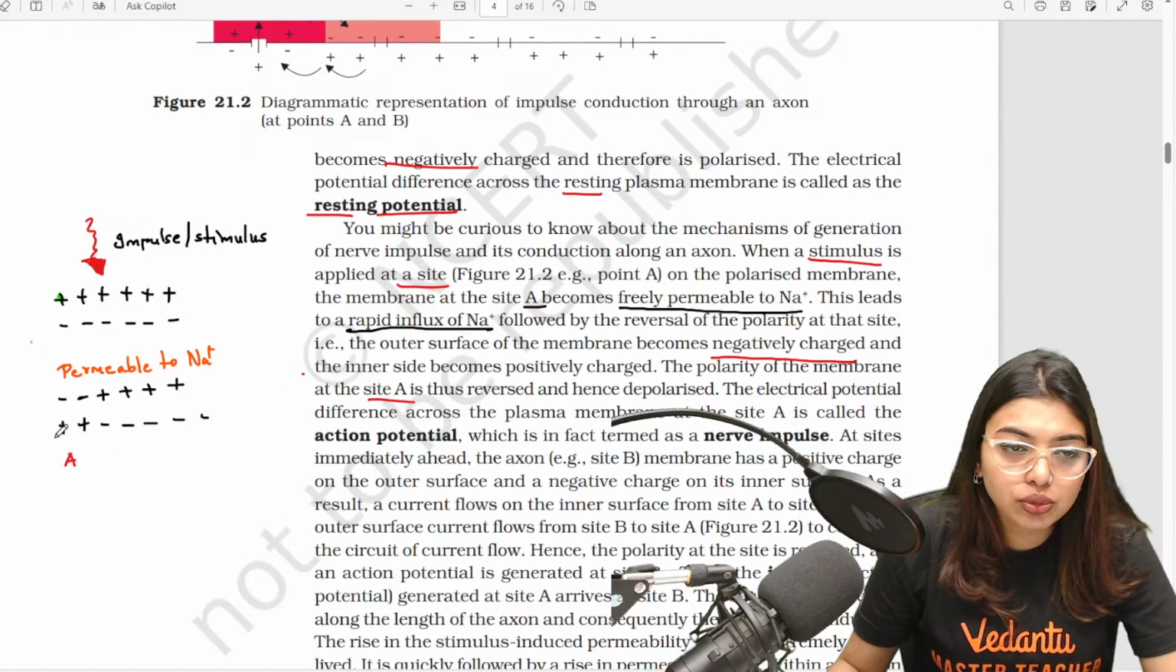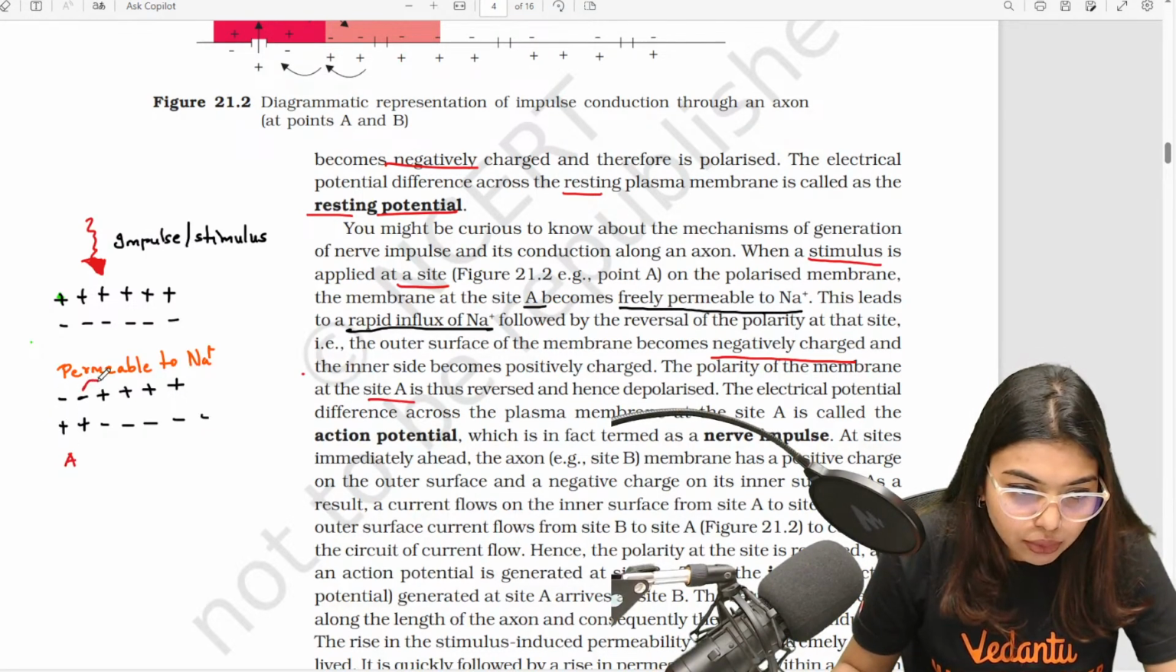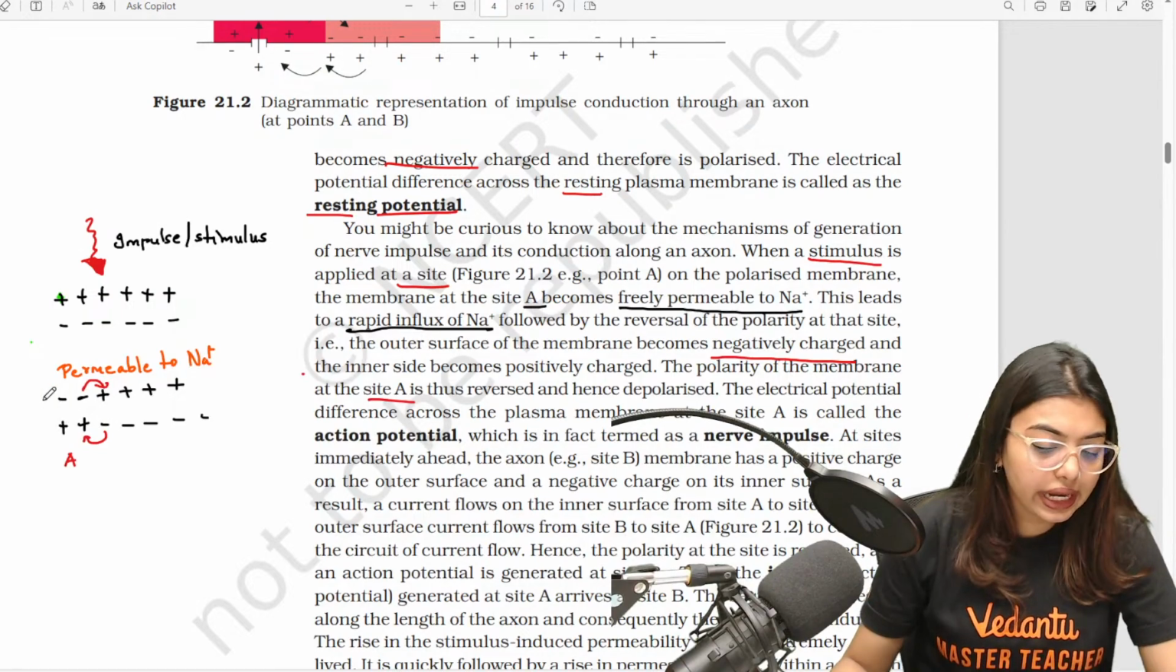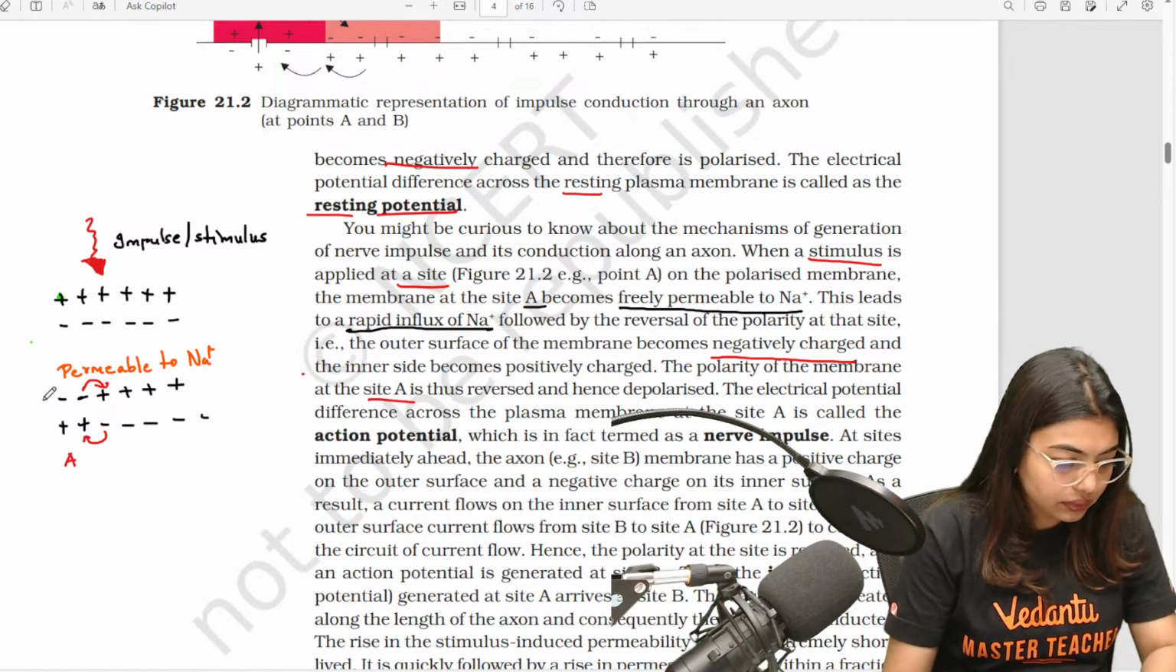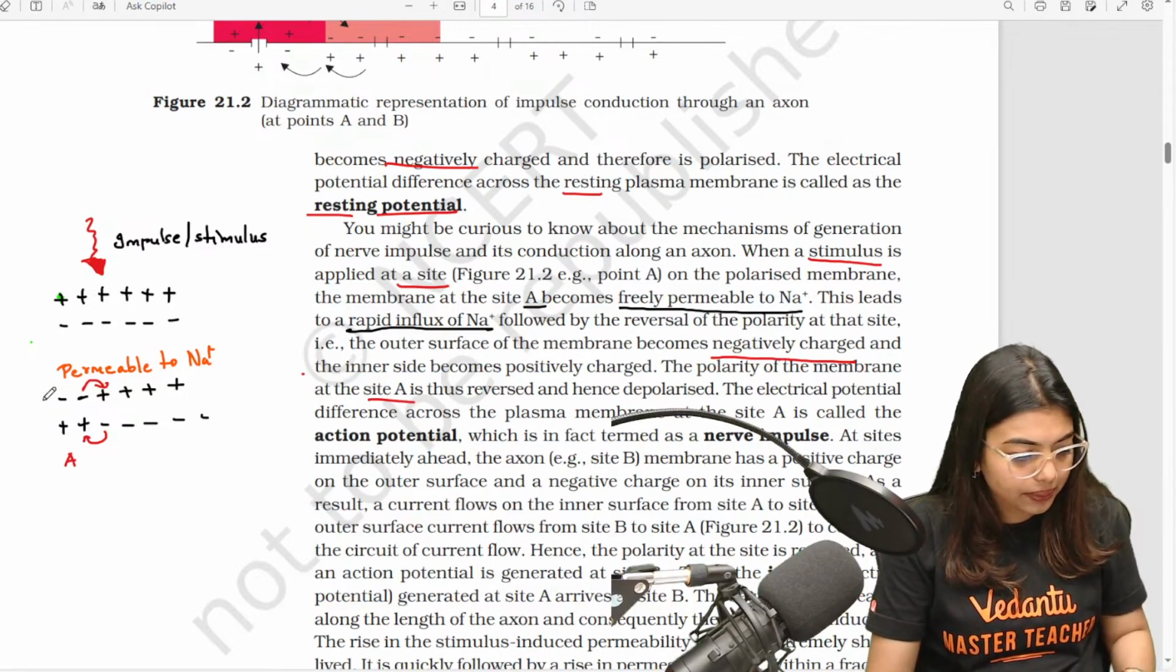So students, what is going to happen? This is going to continue and this will shift this side and this will shift this side. Yes or no? The positive will move this way, and the negative will move this way. So A to B and B to C.